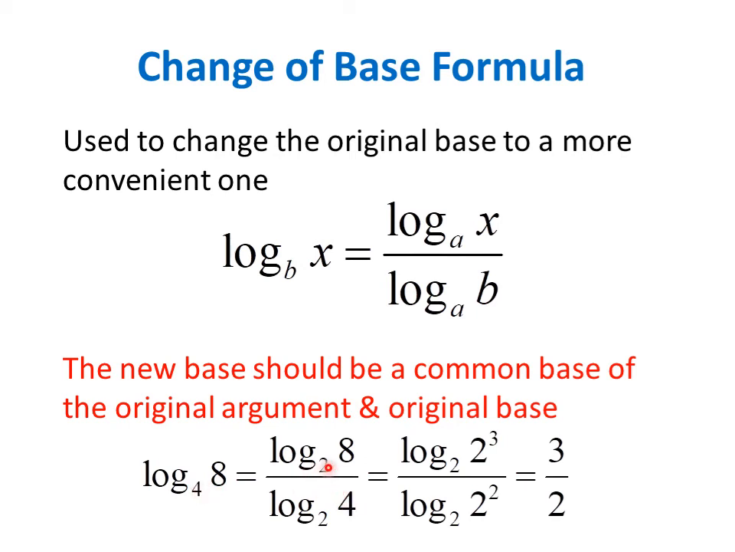Since we are getting log to the base 2, we have to express 8 and 4 as the base 2 raised to some exponents. For 8, 2 times 2 is 4 times 2 is 8. Therefore, 8 is 2 cubed. And we know that 4 is 2 squared. So let's evaluate each logarithm. To what exponent do we raise 2 to get 2 cubed? We have the exponent 3. To what exponent do we raise the base 2 to get 2 squared? We have the exponent 2. Therefore, log to the base 4 of 8 is 3 halves.